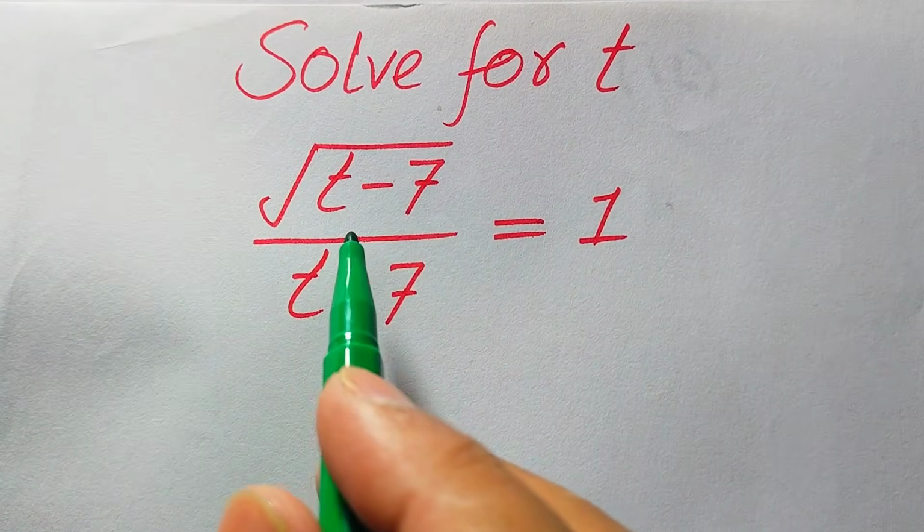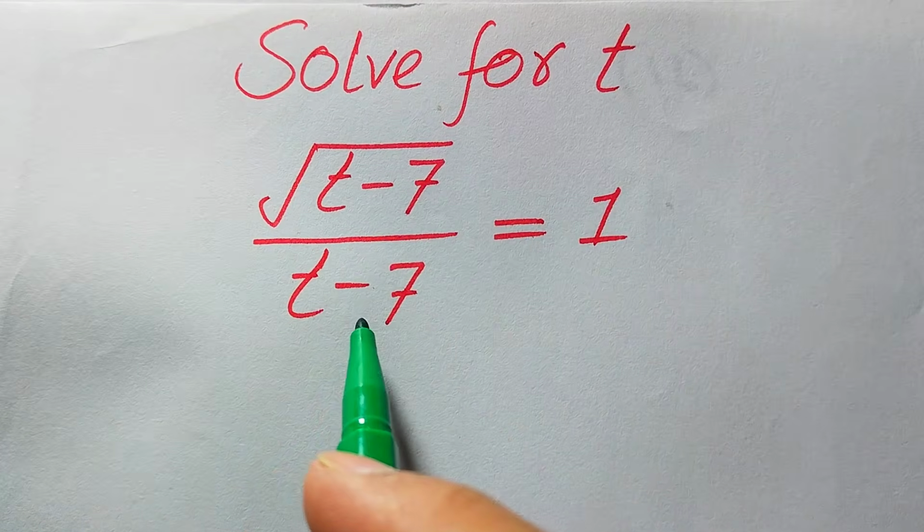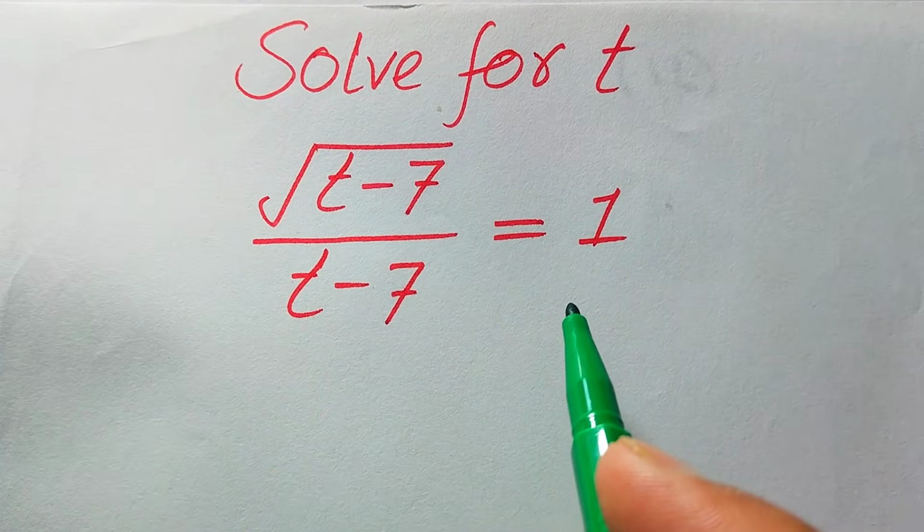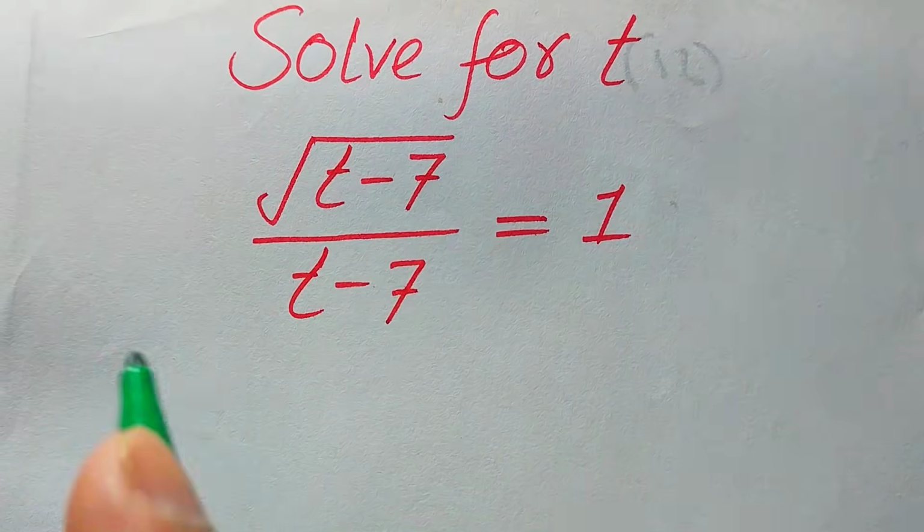So here we have the square root of t minus 7 divided by t minus 7 is equal to 1, and we solve this problem for all the values of t. We solve this problem using two different methods.